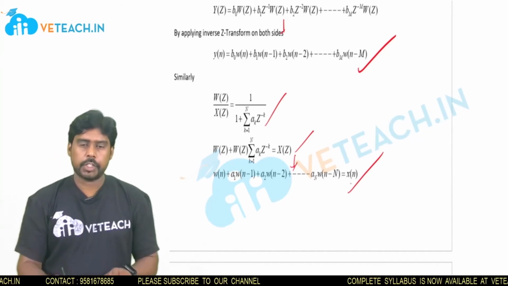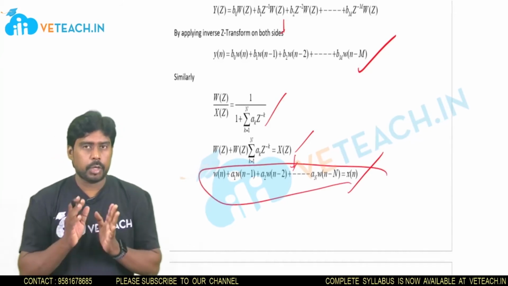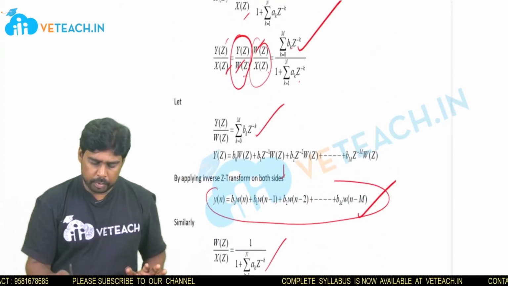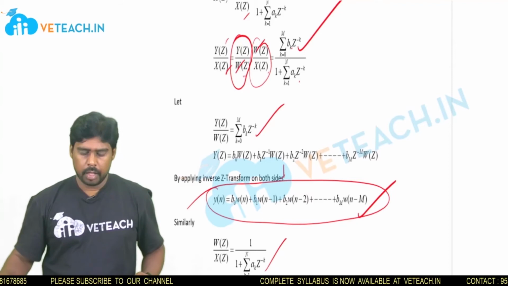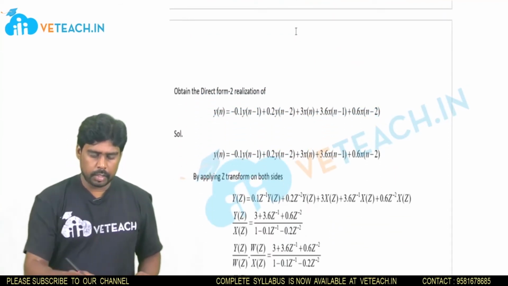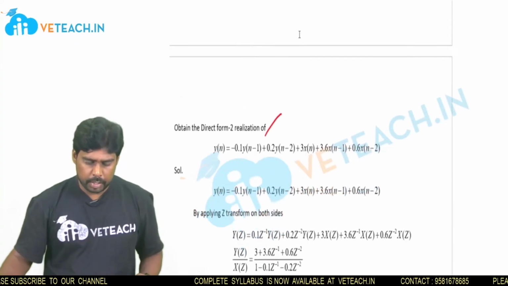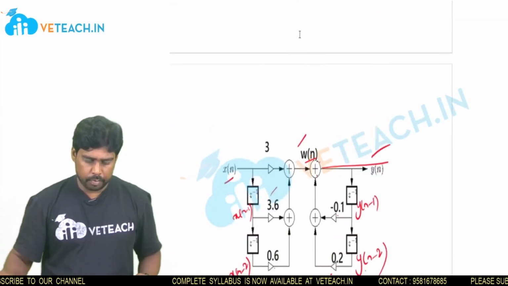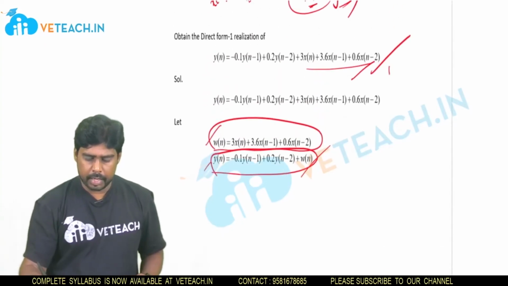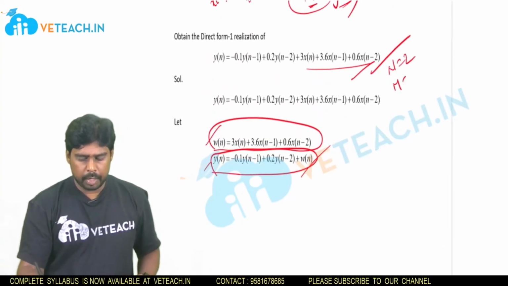So in this expression, there is a relation between w of n and x of n, and in this expression there is a relation between y of n and w of n. Now let us take an example and see how to solve this. This is the example we have taken in direct form 1, where N equal to 2, M equal to 2.